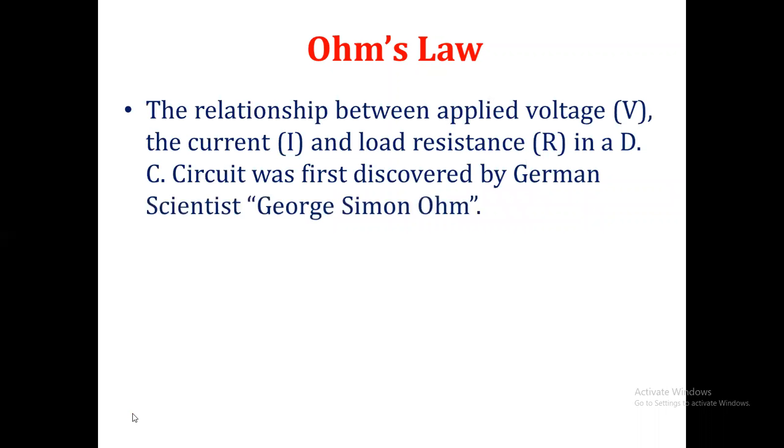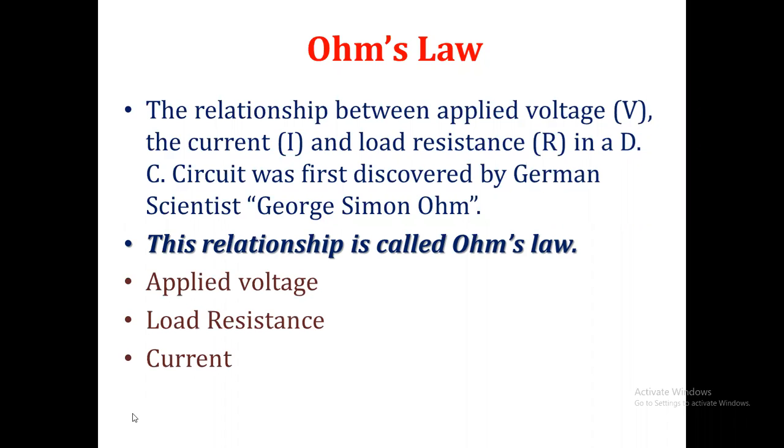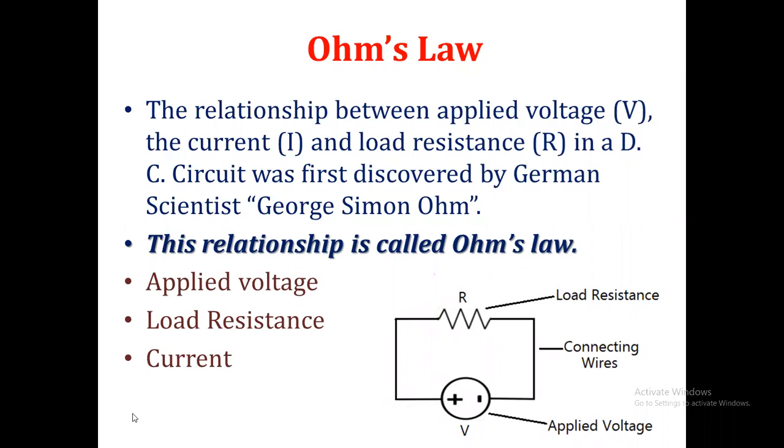Please try to read it. The relationship between the applied voltage V, the current I, and the resistance R in a DC circuit was first discovered by German scientist Georg Simon Ohm. This relationship is called Ohm's law. Applied voltage, load resistance, and the current are the 3 basic parameters of every DC circuit. This is a DC circuit. You can see that in the diagram. Applied voltage symbol, then load resistance, and through the connecting wires, the current can flow through it.